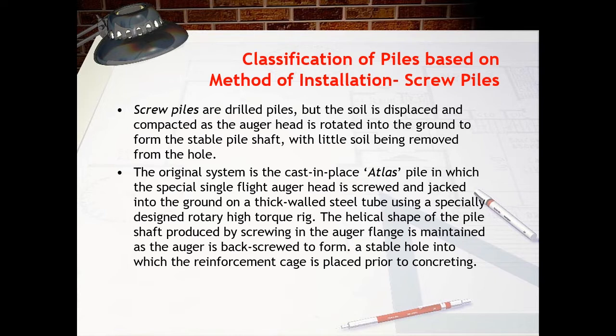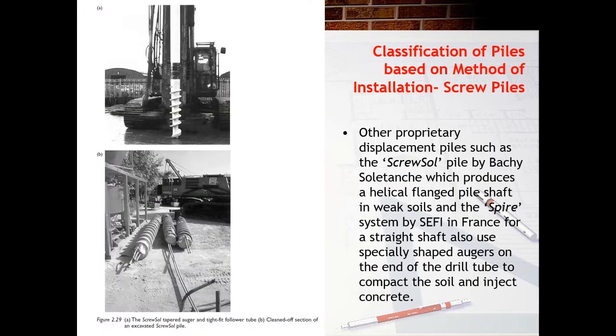The original system is actually daripada cast in place company Atlas pile, in which the special single flat auger head is screwed and jacked into the ground on a thick walled steel tube using specially designed rotary high torque rig. The helical shape of the pile shaft produced by screwing in auger flange is maintained as the auger is back screwed to form a stable hole into which the reinforcement cage is placed prior to concreting.